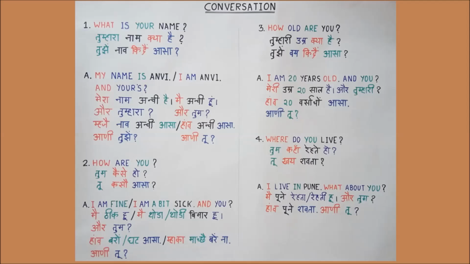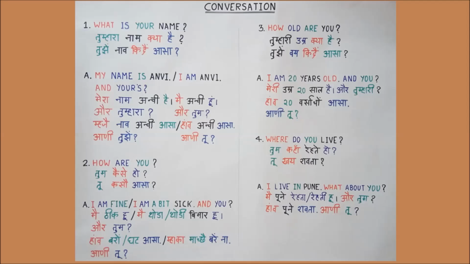Okay, so the answer to this is I am fine, or you can say I am a bit sick. And you, in Hindi I'll say मैं ठीक हूँ, और मैं थोड़ी बीमार हूँ, और तुम? In Konkani you'll say हांव बरो आसा or हांव घट आसा. Both mean the same. बरो means ठीक, or घट means I'm fine.